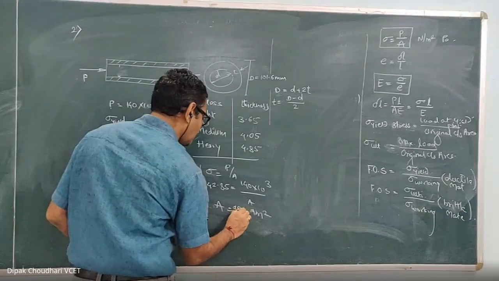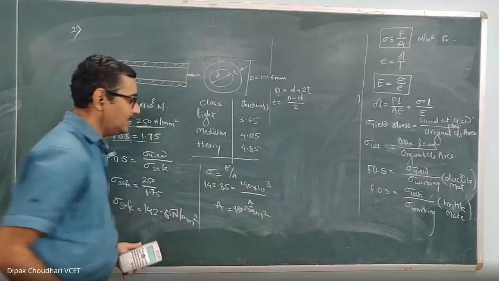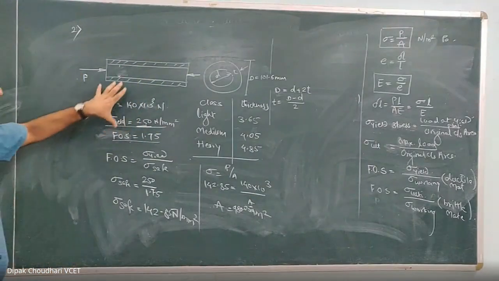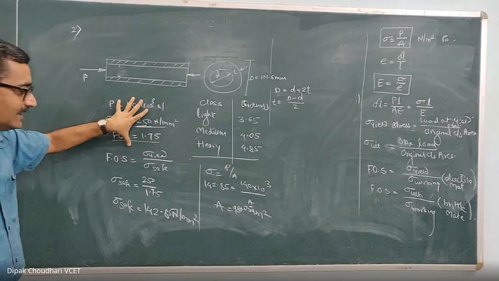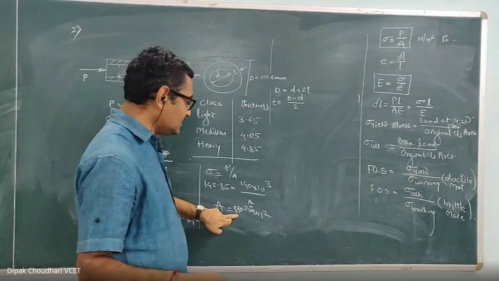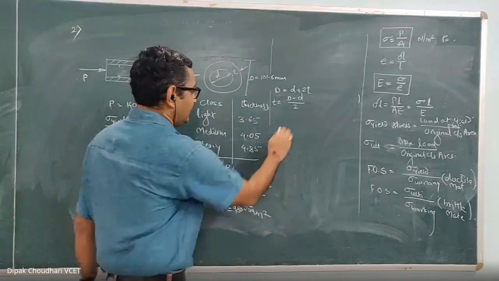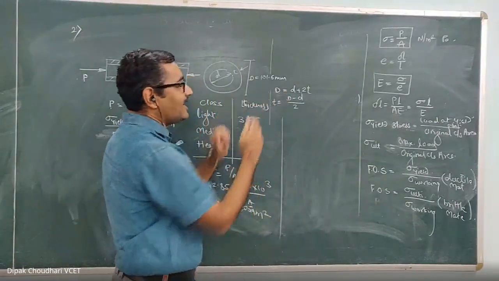980.05 millimeter square. For this particular application, corresponding to this condition, the safe area is 980.05 millimeter square. Now, corresponding to this safe area, we will calculate the thickness.